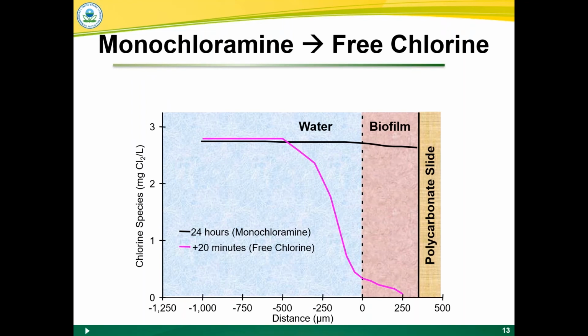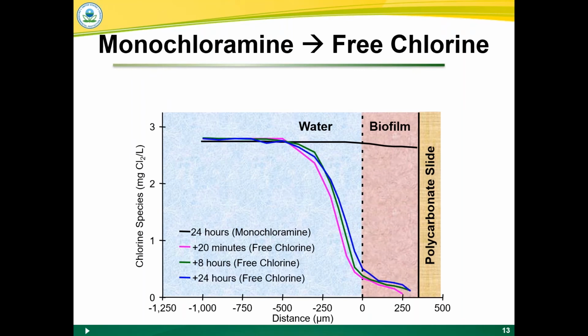At 20 minutes, free chlorine is starting to penetrate. At 8 hours, it's locked in there again. It's not going any further than what it did at 20 minutes, and maybe moving in very slowly at 24 hours. So this is a biofilm that has been completely penetrated with monochloramine. We add free chlorine and it doesn't penetrate hardly at all.